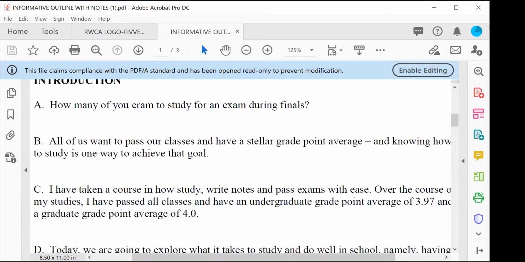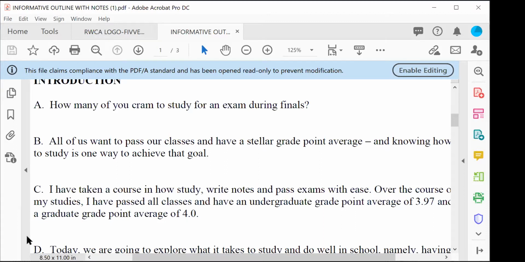C says, I have taken a course in how to study, write notes, and pass exams with ease. Over the course of my studies, I have passed all classes and have an undergraduate GPA of 3.97 and a graduate grade point average of 4.0. That way, they're telling you why you should listen to them. They've taken a course in it, they passed all of their classes, they have a high GPA. What more do you need to listen to what I have to tell you about how to study?